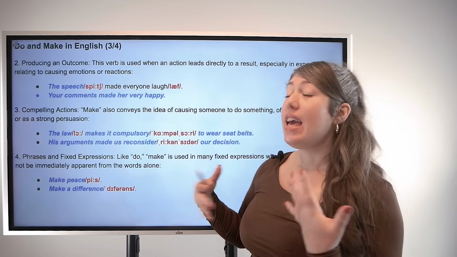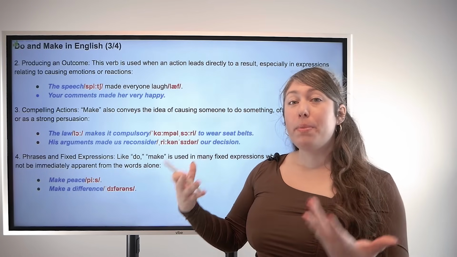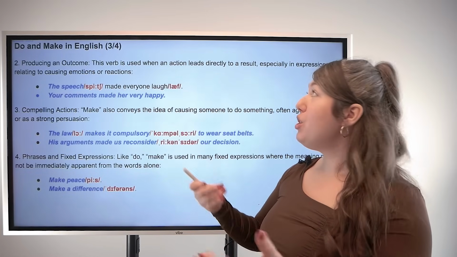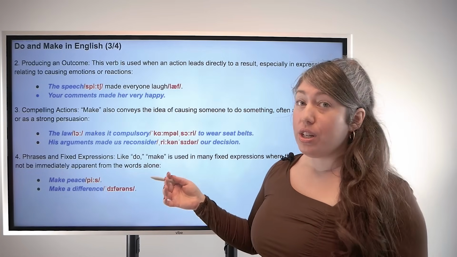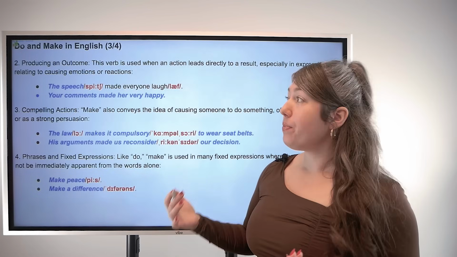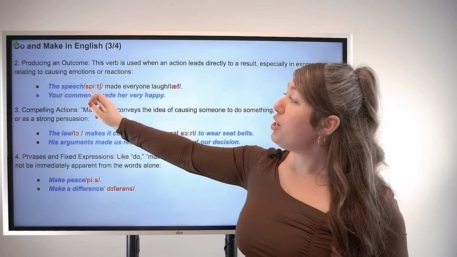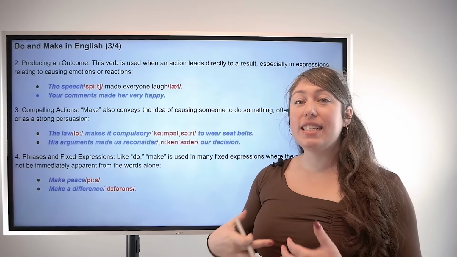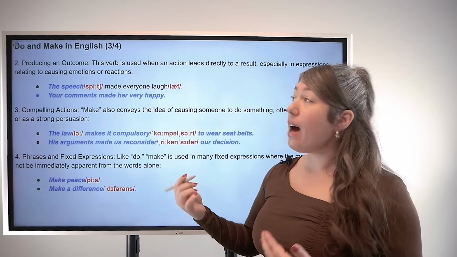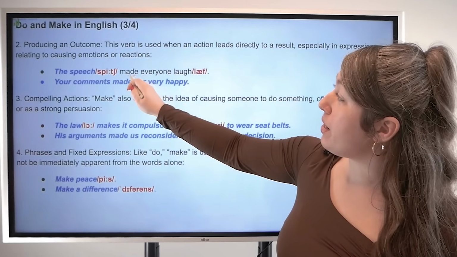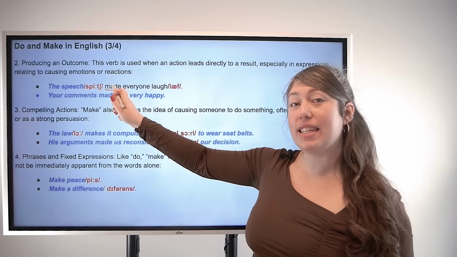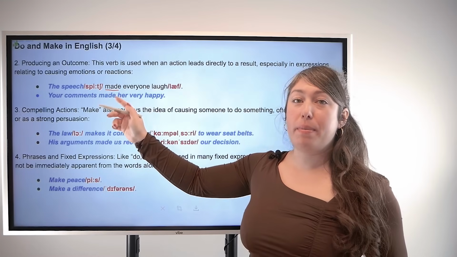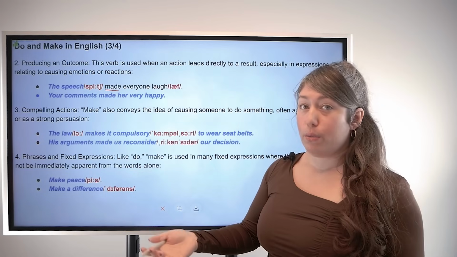Continuing with make. It can also be used to show that something is producing an outcome, and it's used when an action leads directly to a result, especially when it's causing an emotional result. Here are some examples. The speech made everyone laugh. So laughter, feeling joyous, feeling humorous, this is an emotional result that is the outcome of something, and that's why we are using make, and here it's the past tense form. Or, for example, your comments made her very happy. It resulted in an emotional response.